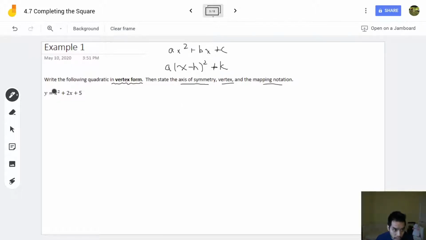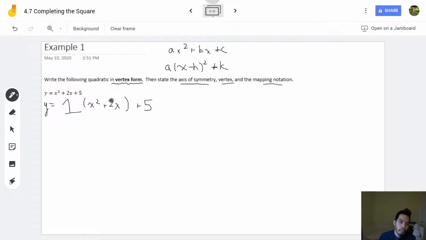So what is my a value in the standard form here? What's that value in front of x squared? The coefficient in front of x squared is 1. So the very first step is to extract that 1 out. You see how that a is only a factor of the first two terms. It leaves the last number out here. So I'm going to factor out a 1 from the first two terms only: 1 times the bracket x squared plus 2x, plus 5.